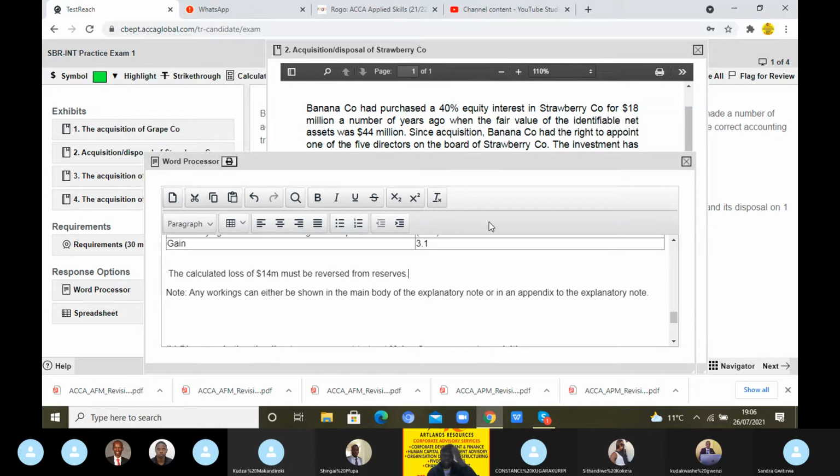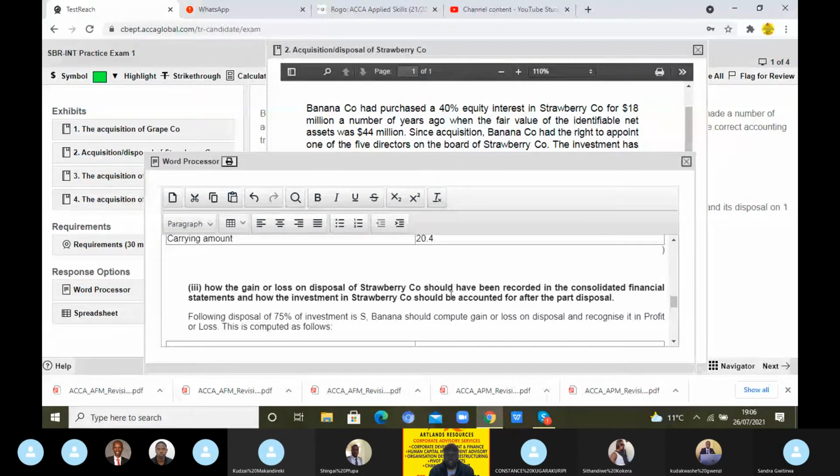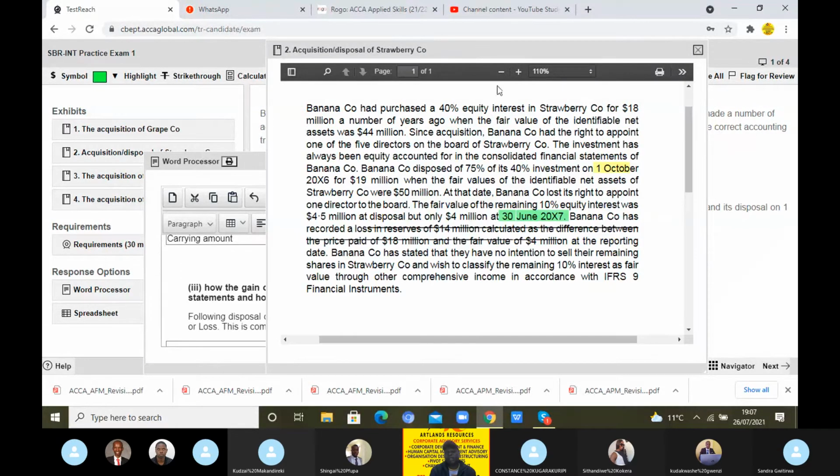And now there's another part of the question. They are asking how the remaining interest in strawberry should be accounted for after disposal. It was an associate, and we disposed of 30% out of the 40%, so we are now left with 10%. The 10% investment in strawberry is no longer an associate. This is now an investment in equity instruments.